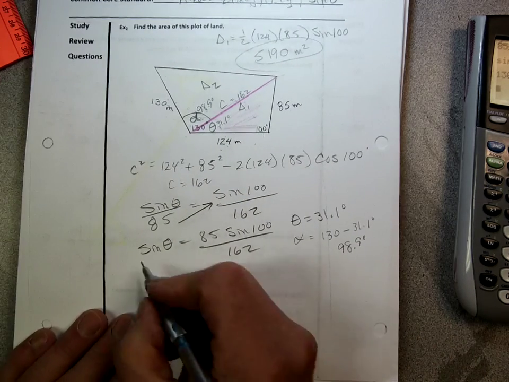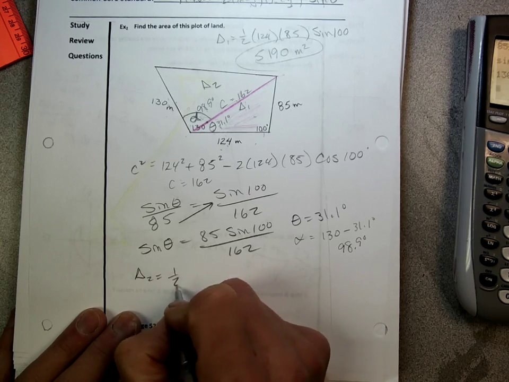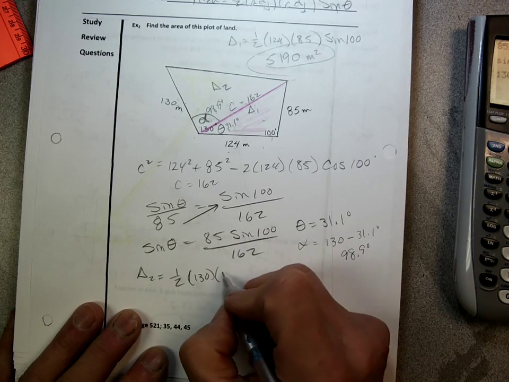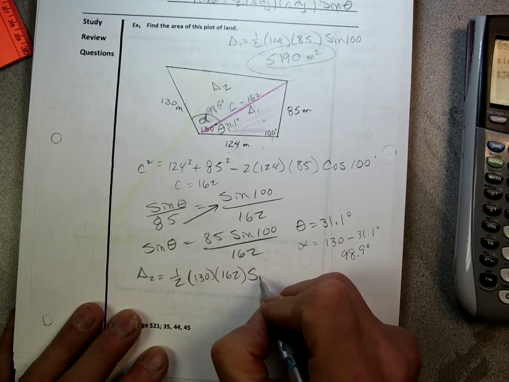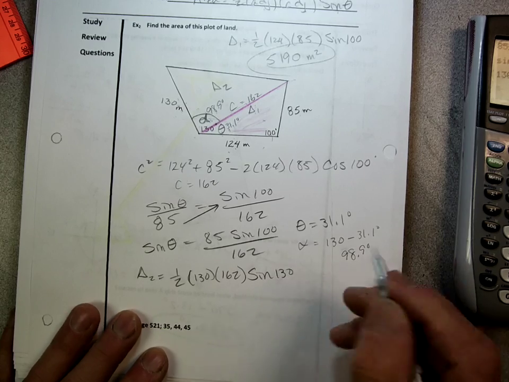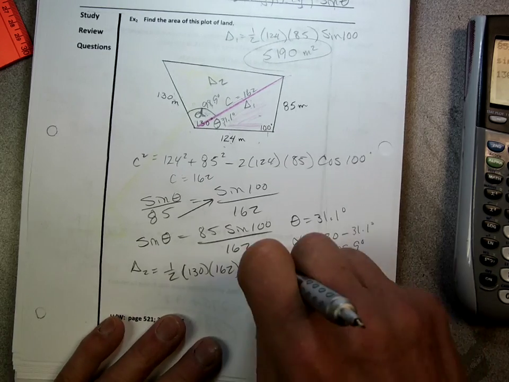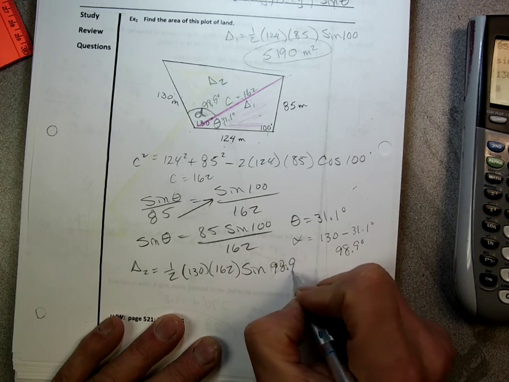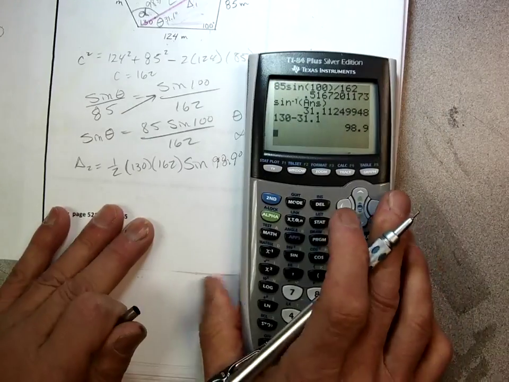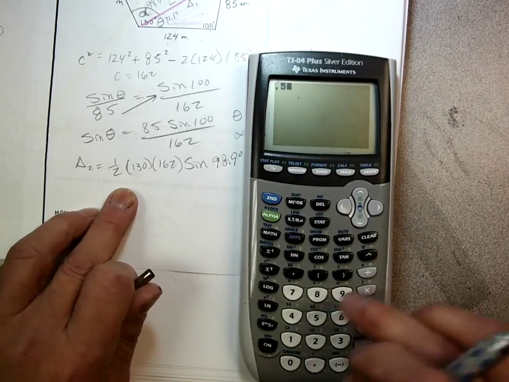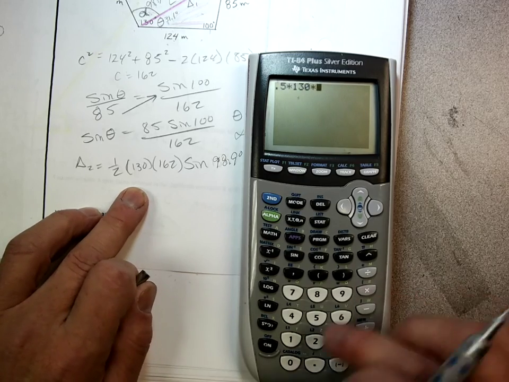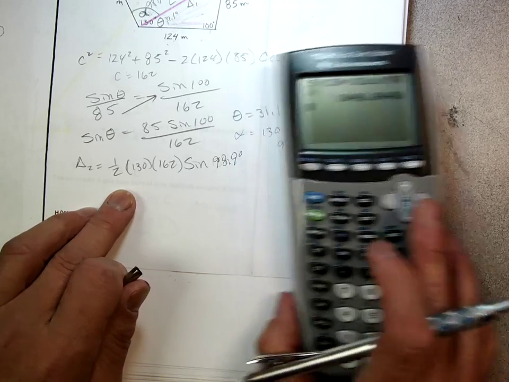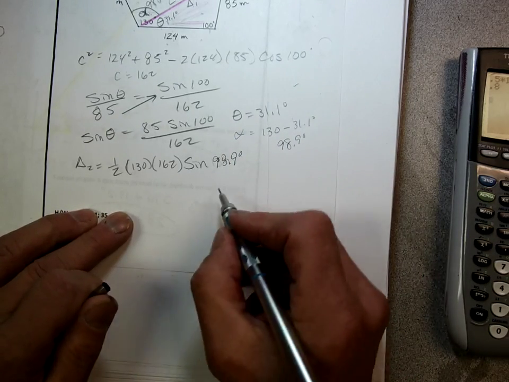So for triangle 2, I'm going to find the area: one half, adjacent which is 130, times my other adjacent, which is 162, times the sine of my angle, which is 130. Oops, it's not 130. It's 98.9. I'm just going to use my calculator to get the area of that. I go 0.5 times 130 times 162 times the sine of 98.8, and I get an answer of about 10,406.